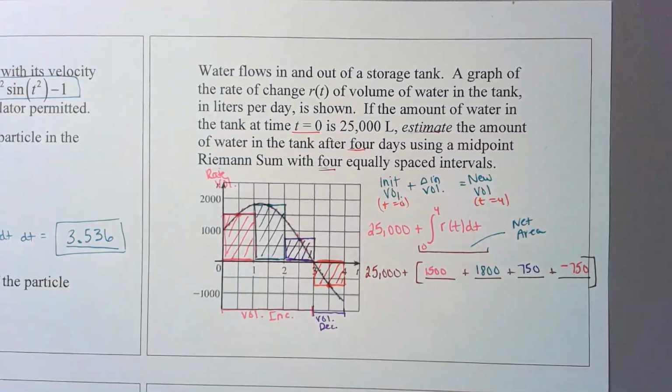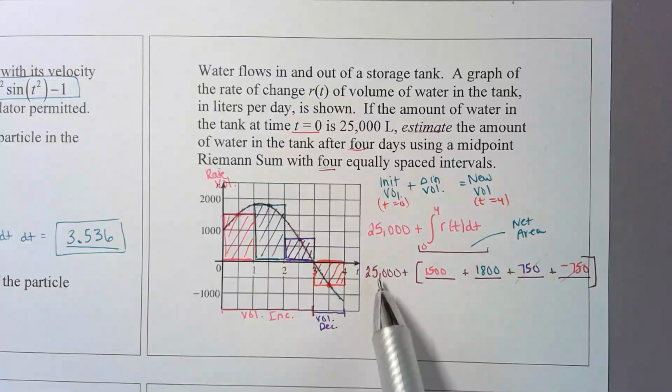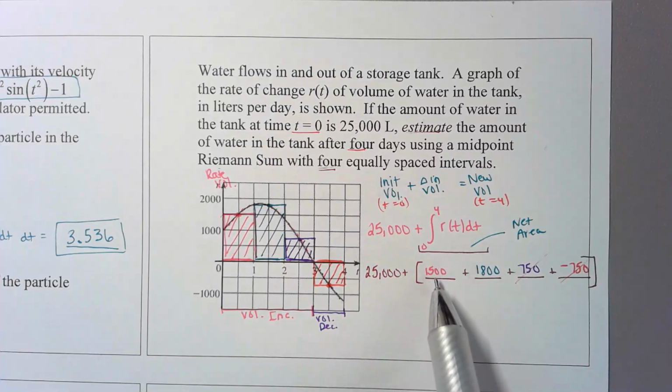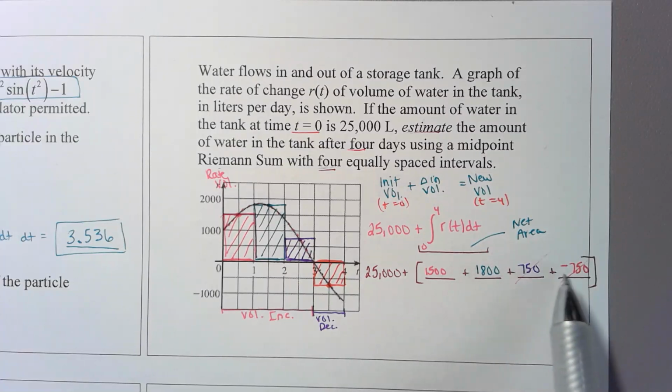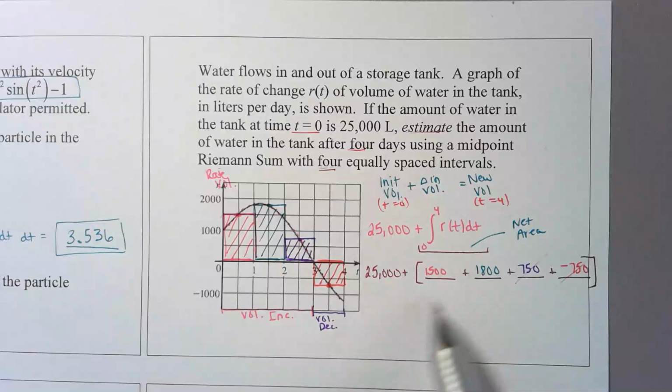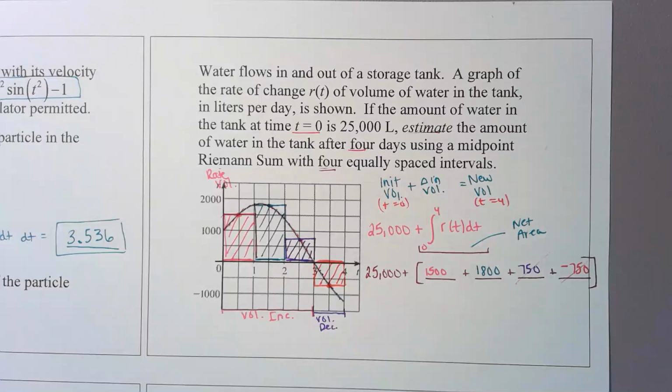Okay. And so I don't even need to grab a calculator, but we're going to take our initial value, and then we added 1,500 liters, we added 1,800 liters, and then those kind of cancel each other out to get our grand total of whatever that is, in liters.